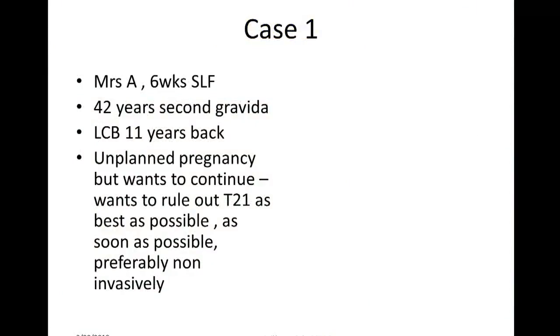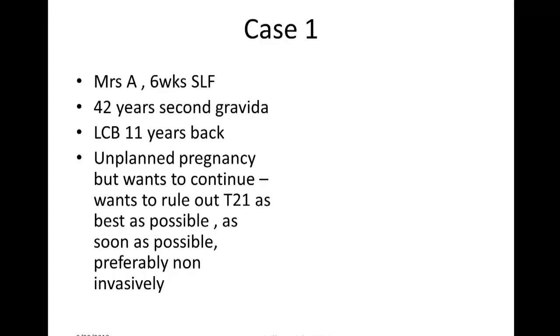So let us look at this case. Mrs. A is 6 weeks pregnant. It's a single live fetus. She is checked on the scan, and she is 42 years. This is her second pregnancy. The first child was delivered 11 years back. She suddenly got pregnant. She didn't plan for this pregnancy, but now she wants to continue as long as she can rule out trisomy 21 as best as possible, as soon as possible, and preferably non-invasively.